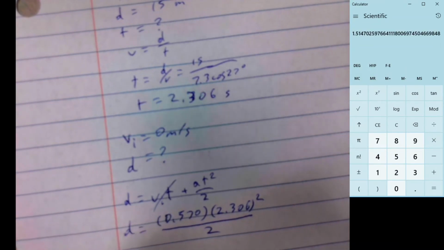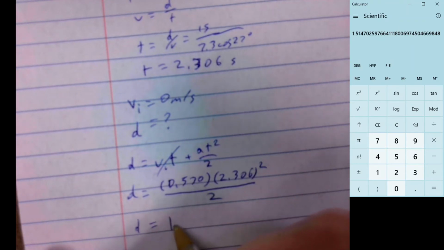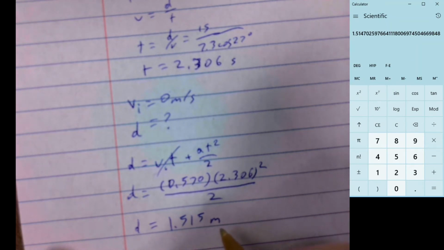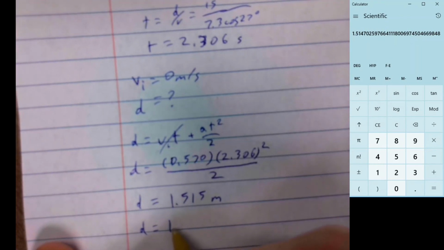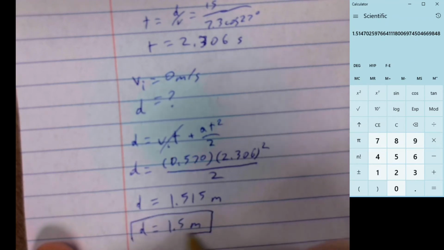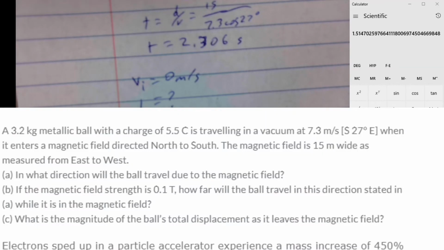I have a distance traveled of 1.515 meters, and I have to report this using 2 significant digits. D equals 1.5 meters. So that's my answer for B. Now let's go back to our question again. What is the magnitude of the ball's total displacement?